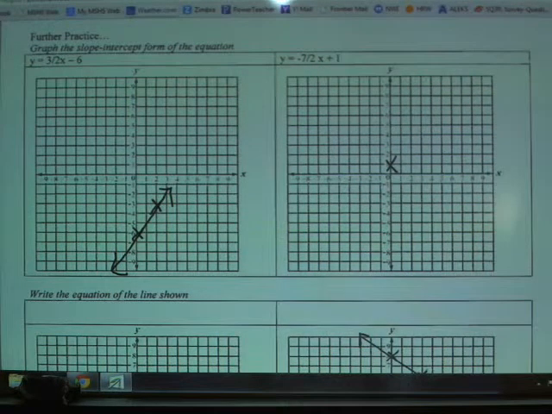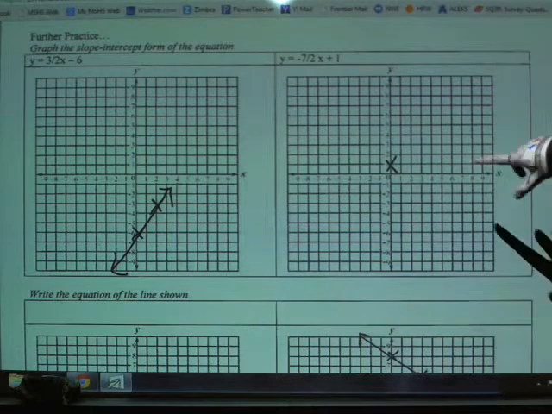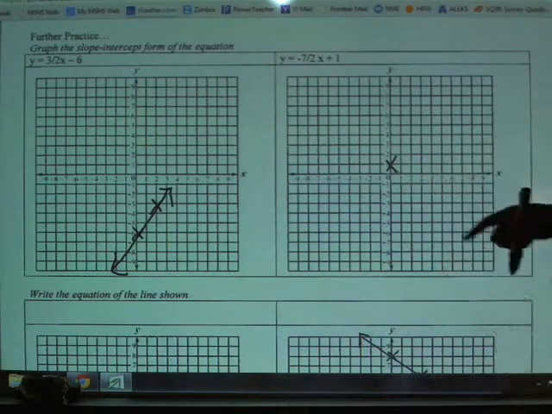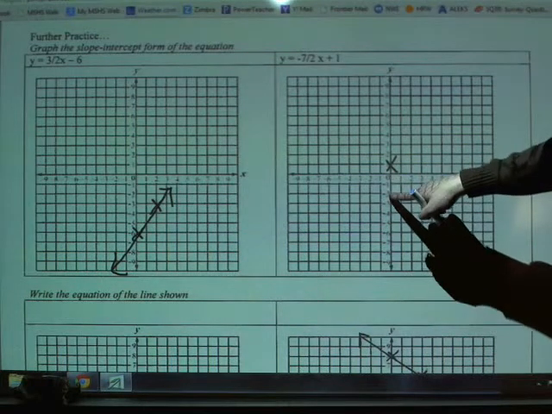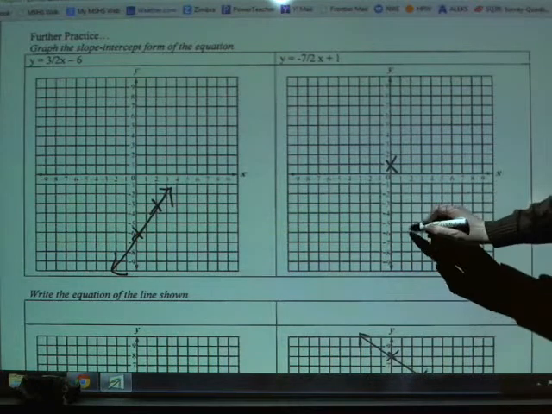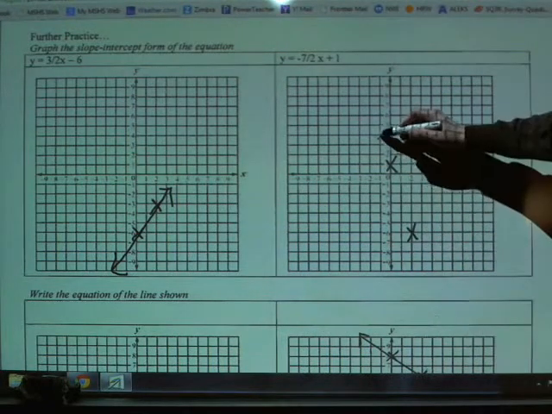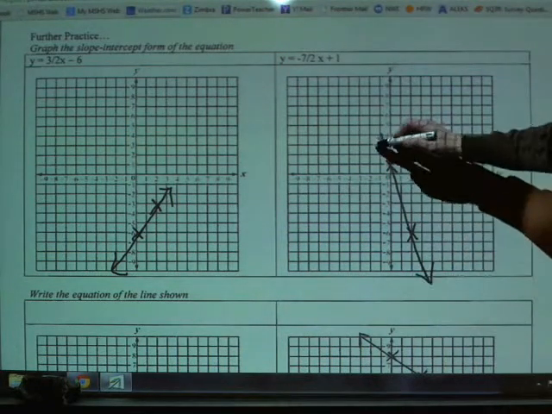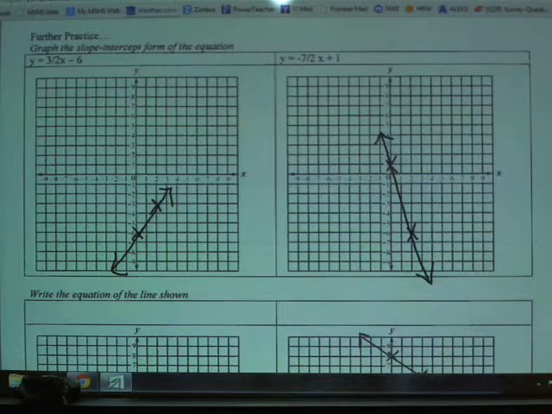-7/2. A slope of -7/2 means I'm going to rise -7 units, which actually means I'm going to have to go down 7 units, because that's the way I could rise -7. And then I'm going to run 2, which means I'm going to go to the right 2. Again, we're always going to go to the right. So from the point I just made, which is here at 1, I'm going to make 7 jumps down, 2, 3, 4, 5, 6, 7, and 2 jumps to the right, 1, 2. And where I land is my other point. I connect my points, and there's the graph of y equals -7/2 x plus 1.